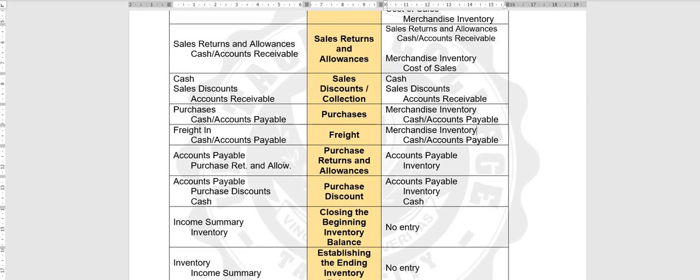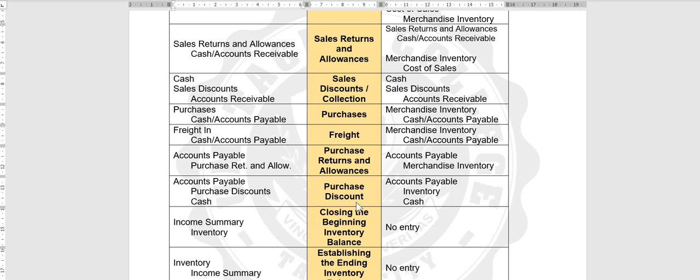Next is a purchase return. You returned goods to the supplier. So, you simply debit accounts payable and credit purchase returns and allowances under your periodic inventory system. But under the perpetual inventory system, we credit merchandise inventory.